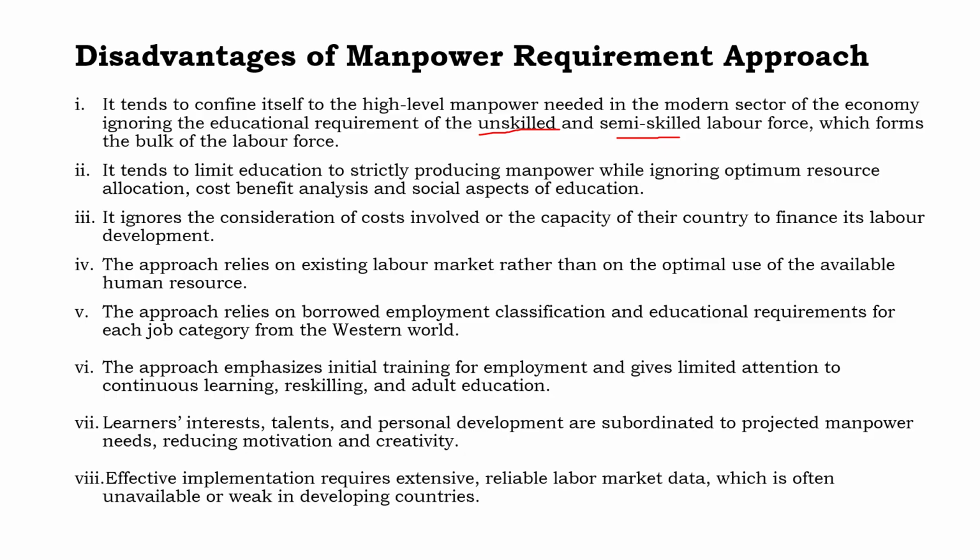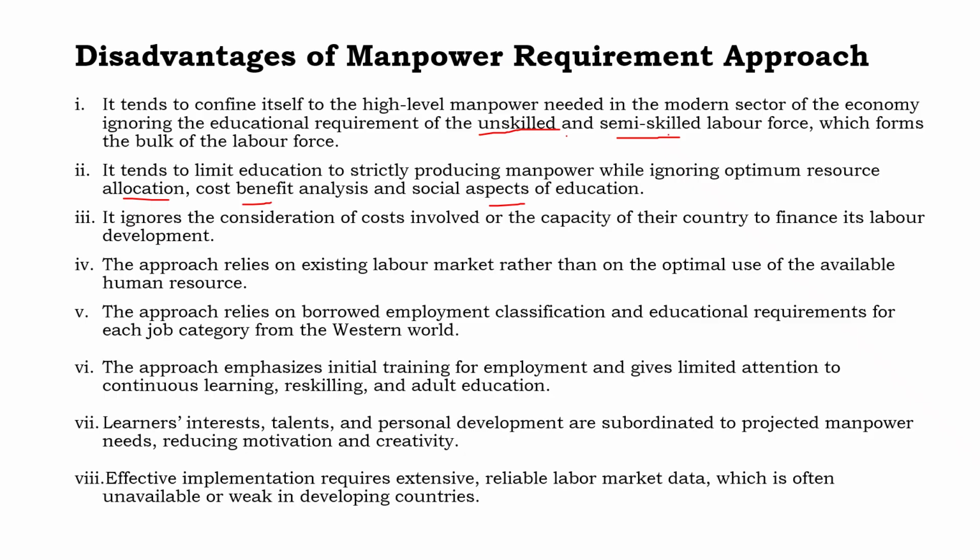and therefore it ignores other subsectors, like the unskilled and semi-skilled. They have said the economy needs all these, the unskilled, semi-skilled, and the skilled, because there is interdependence when it comes to operation. It tends to limit education to strictly producing manpower while ignoring optimum resource allocation, cost-benefit analysis, and the social perspective of education. It ignores the consideration of cost involved or the capacity of the country to finance its labor development, and the approach relies on the existing labor market rather than on the optimum use of available human resources.